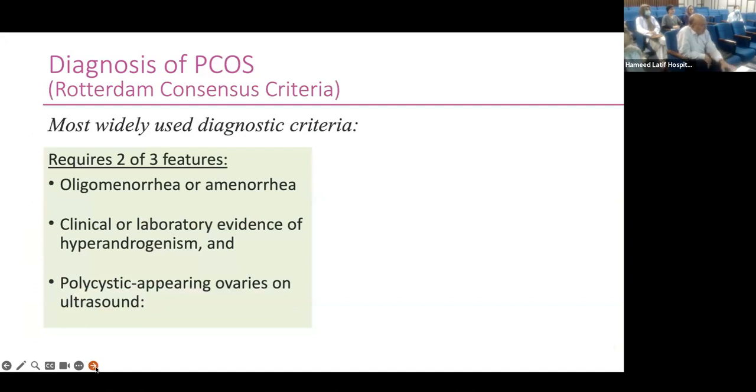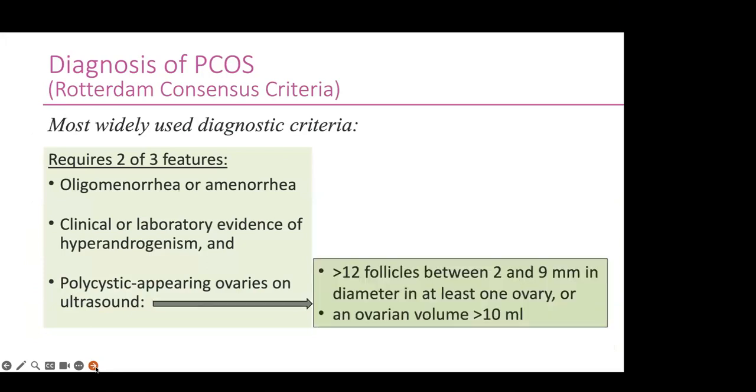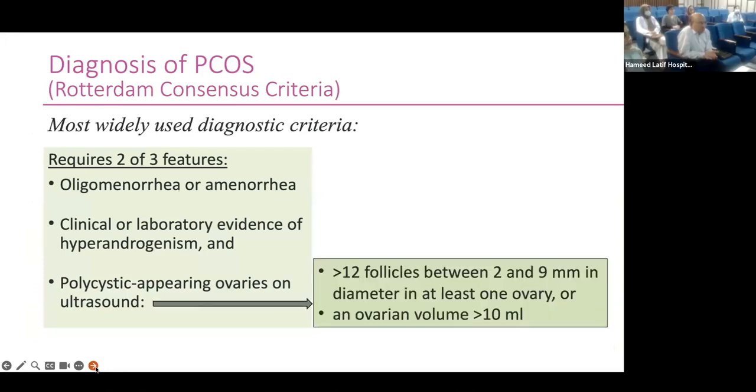I told you that this was a slide which was made 2-3 years ago. In that, ovarian morphology consists of more than 12 follicles between 2 and 9 millimeters in diameter in at least one ovary, or an ovarian volume of more than 10 milliliters. And now, of course, the current guidelines say 20 or more. But in practice, I still emphasize that I'll go along with more than 12.